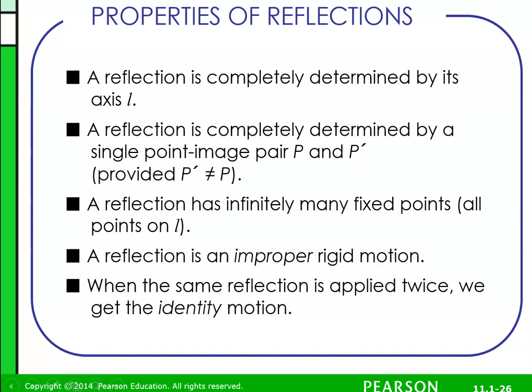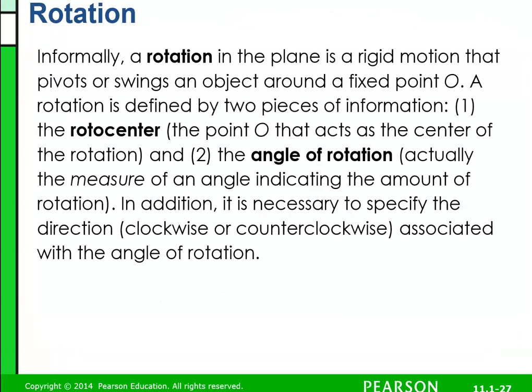Now we're going to dive a little bit more into rotations. Informally, what is a rotation? A rotation in a plane is a rigid motion that pivots or swings an object around a fixed point O. A rotation is defined by two pieces of information. First, the rotocenter, the point O that acts as the center of the rotation. Second, the angle of rotation, the measure of the angle indicating the amount of rotation. In addition, it is necessary to specify the direction, counterclockwise or clockwise.